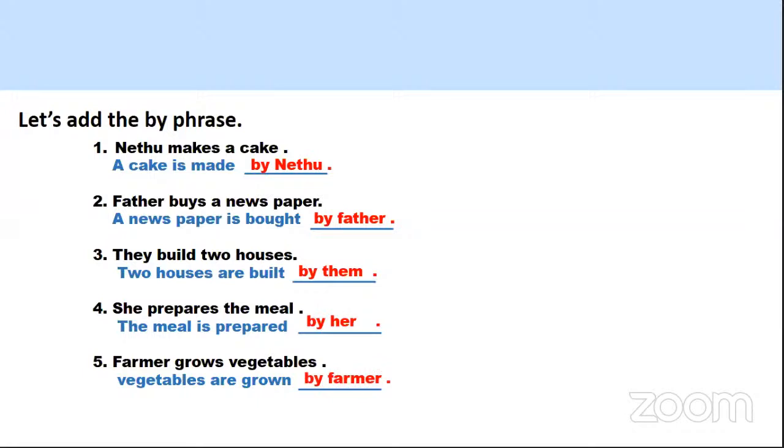See whether you have got all the sentences correct. A cake is made by Netu. A newspaper is bought by father. Two houses are built by them. The meal is prepared by her. Vegetables are grown by farmer. Okay.